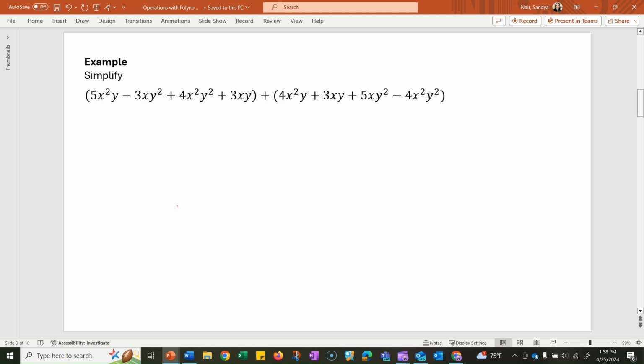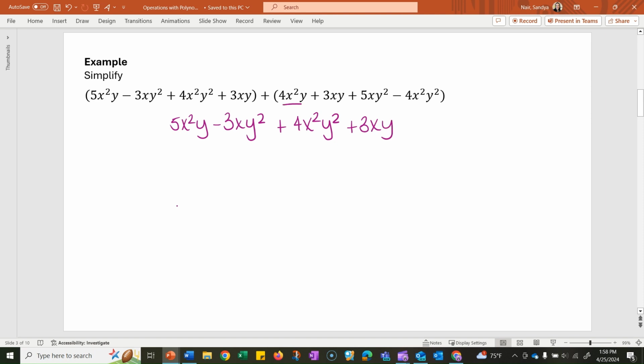Suppose we want to simplify 5x squared y minus 3xy squared plus 4x squared y squared plus 3xy plus 4x squared y plus 3xy plus 5xy squared minus 4x squared y squared. So since I'm adding, I'm going to recopy the first polynomial exactly as it's written down. And then since I add vertically, I'm going to line up the terms from the second polynomial that are exactly the same.